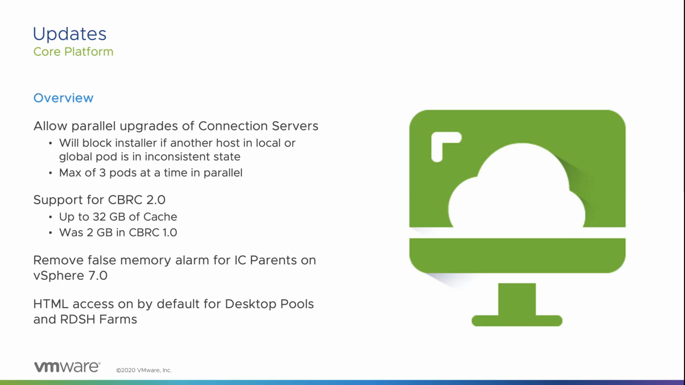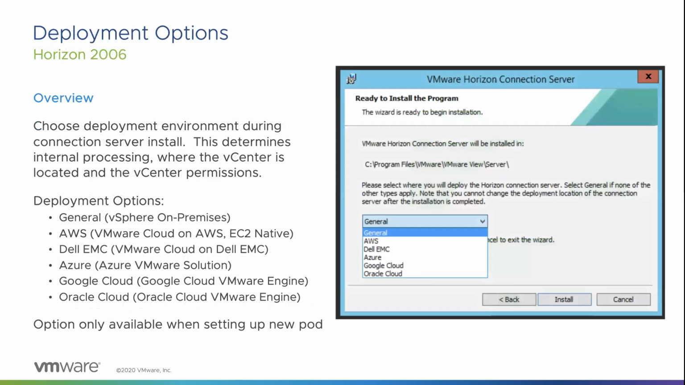HTML access is on by default for desktop pools and RDSH farms, not an option to select it any longer. You can choose not to install it when you do the connection server install if you want.